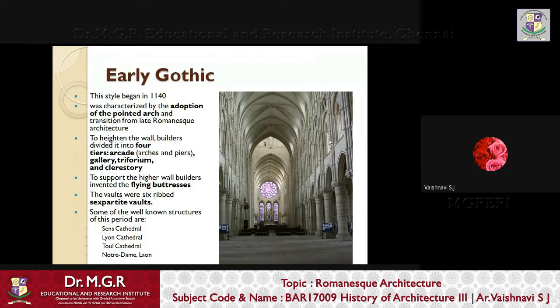the building which was constructed had higher walls, and they separated this into four tiers. So the first one is the arcade, which has arches and piers. So arcade is nothing but a portion which has arches. So the arches and piers were divided as arcade, and then gallery, and then Triforium and the clerestory. So this is your gallery, this is your Triforium, and above this is your clerestory.